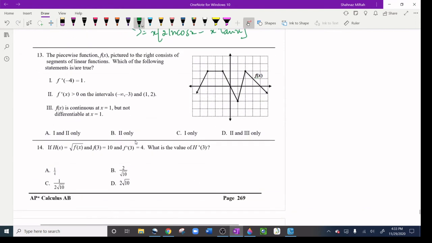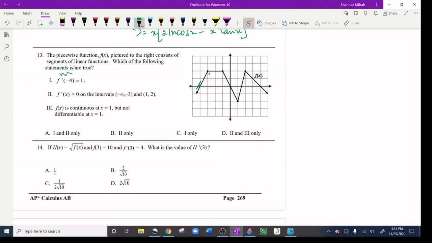Question number 13. It says the piecewise function pictured to the right consists of segments of linear functions. Which of the following statements is or are true? F prime of negative 4 is equal to 1. F prime means that's the slope I'm looking for. So I have to draw a tangent line at negative 4: 1, 2, 3, 4. That's a 4. The tangent line is right here.